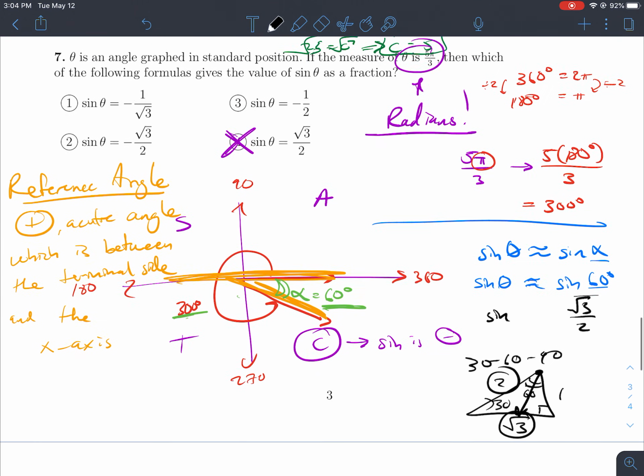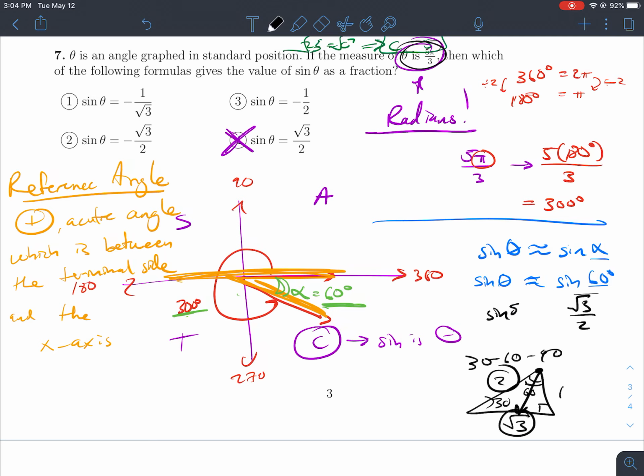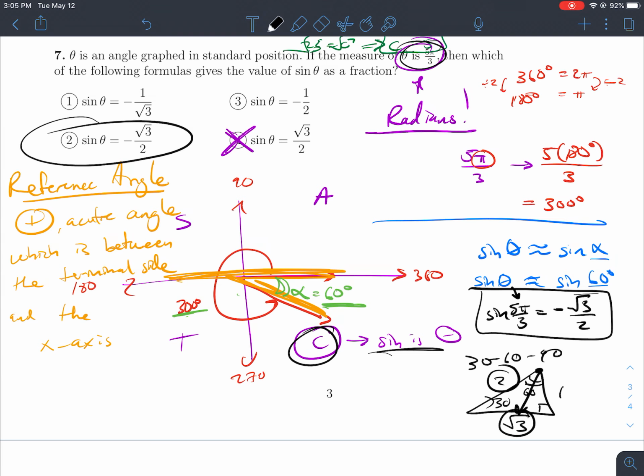So sine of theta, where theta is 5 pi over 3, has to be this. And if you wrote that, you're so close, but you lost a point because only cosine is positive in this quadrant, which means that sine is negative. So we get our answer choice.